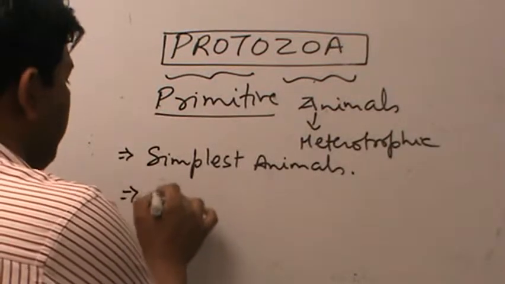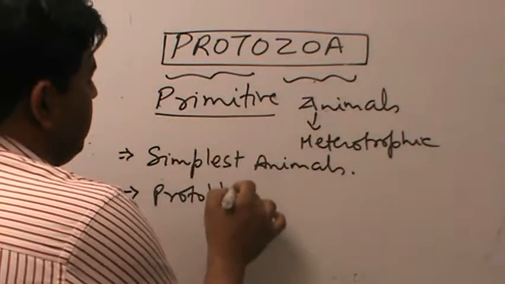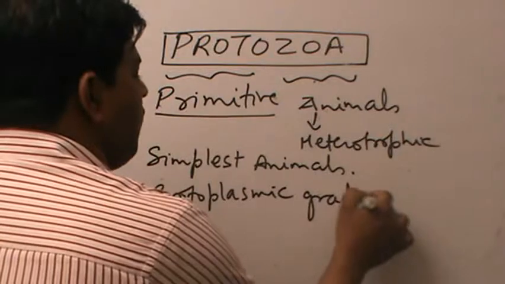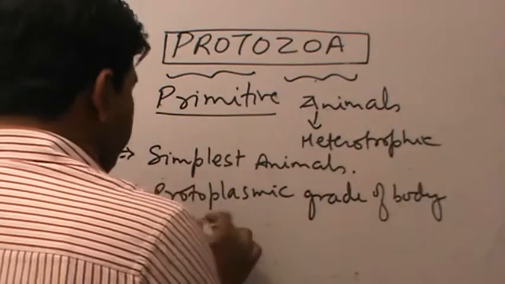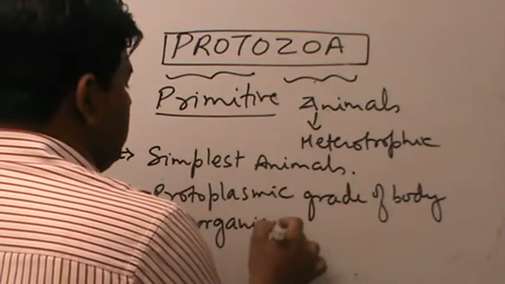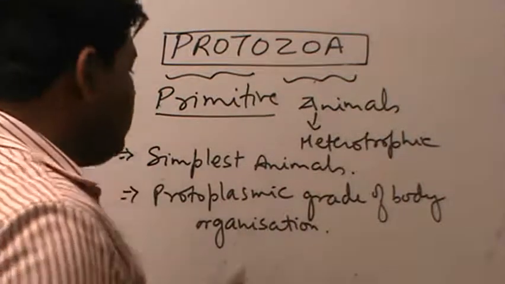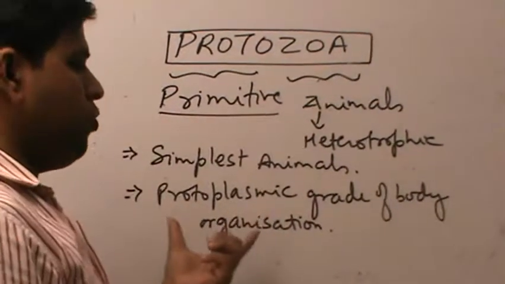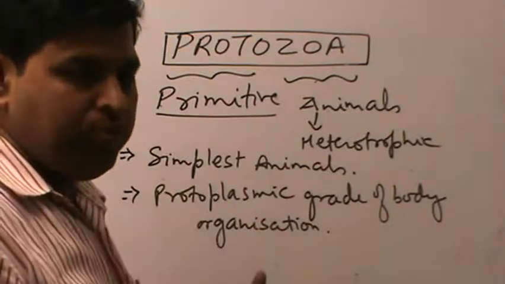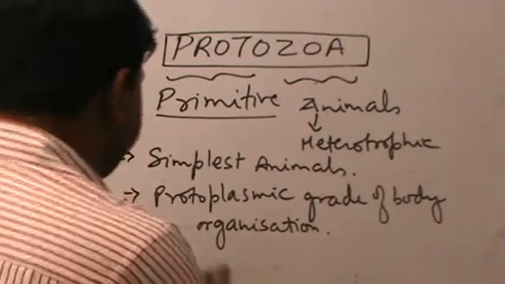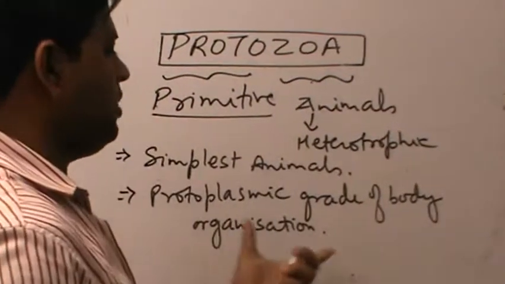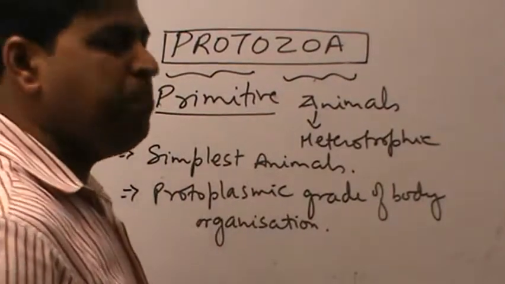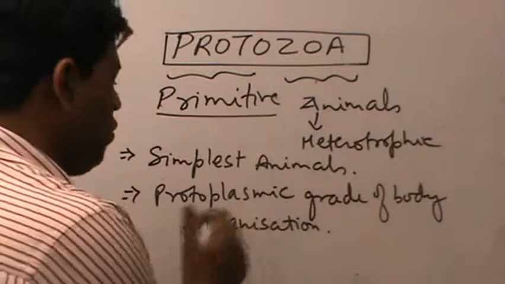They have a protoplasmic grade of body organization. That is, the cell has the protoplasm and some organelles are found in the protoplasm. No other system or organs are found. So these have a protoplasmic grade of body organization. That is why these are known as the simplest animals or simplest organisms.